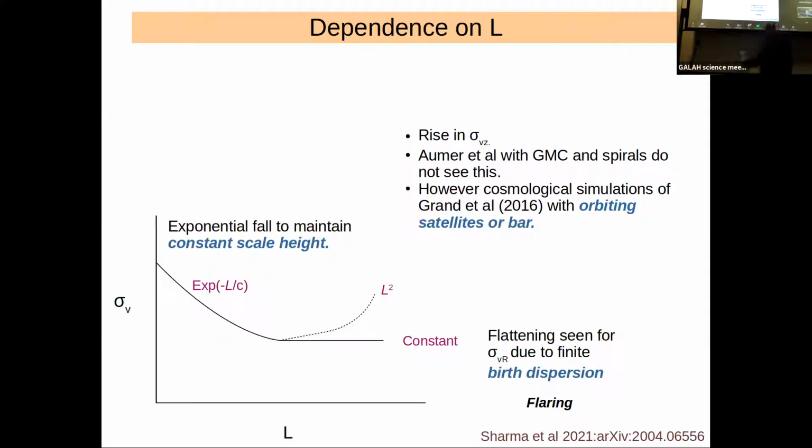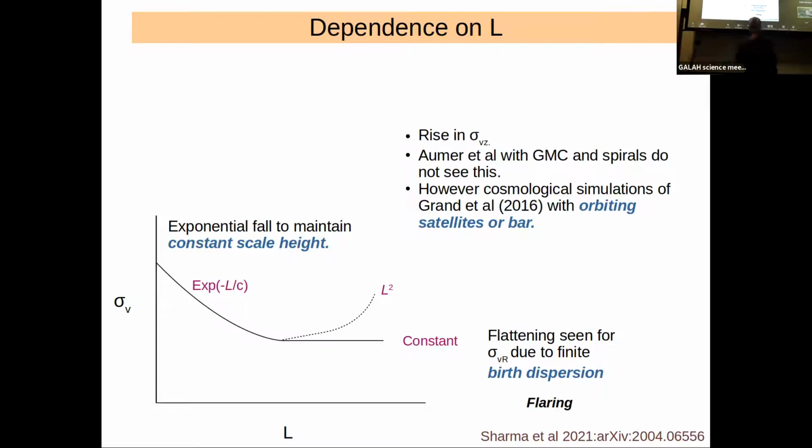For the dependence on other variables, I'm going to talk in more detail now. This dependence on L, well, the exponential fall here was expected from theory if you want a disk that has a constant scale height. And this flattening again is expected if you think stars are born with a finite birth dispersion, and that could be because the gas from which they're born is turbulent and has some finite dispersion.